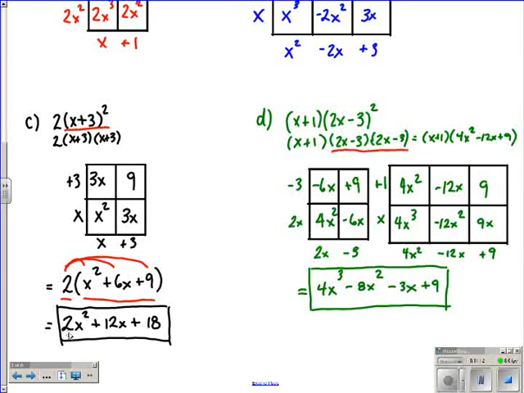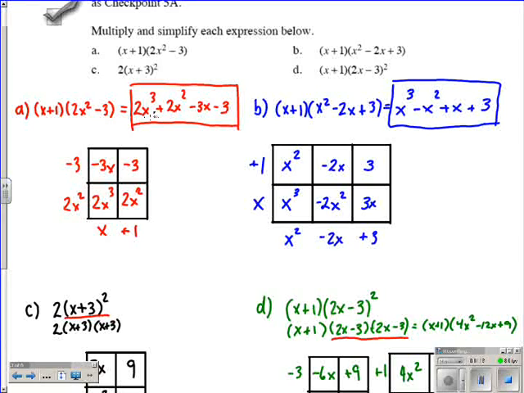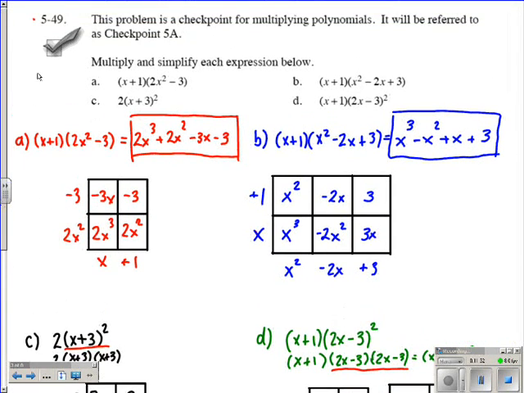Letter C, 2x squared plus 12x plus 18. Letter A, 2x to the third plus 2x squared minus 3x minus 3. And letter B, x to the third minus x squared plus x plus 3. We should be doing all right with those.